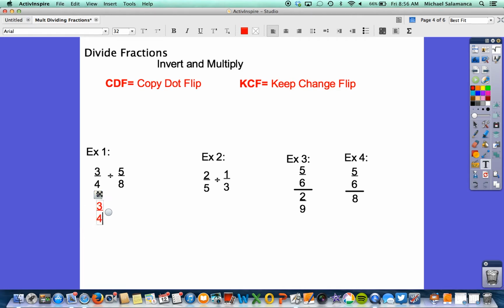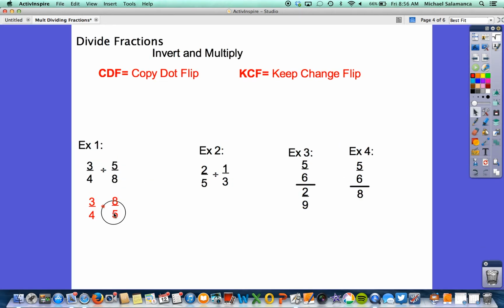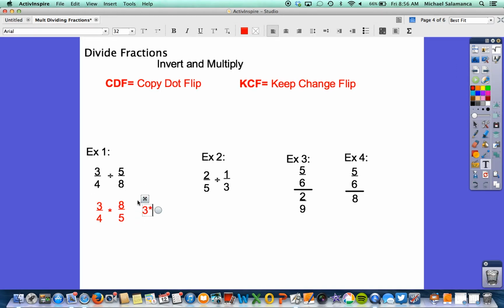We copied the first term, we put a dot for multiplication, and we flip the second term. So copy dot flip. So now that we're multiplying, remember the rules for multiplying is to multiply across. We have 3 times 8, and we have 4 times 5.